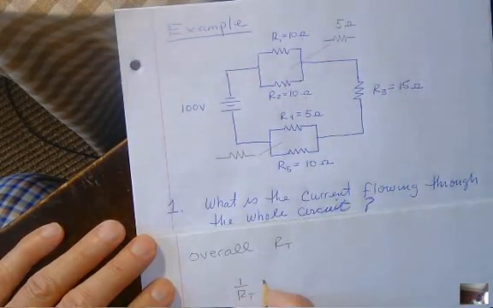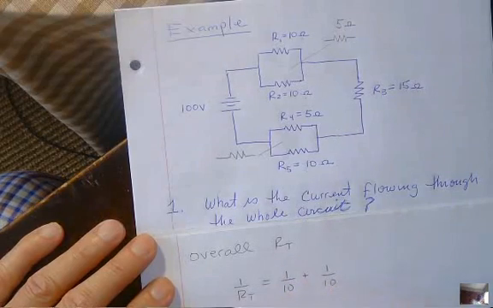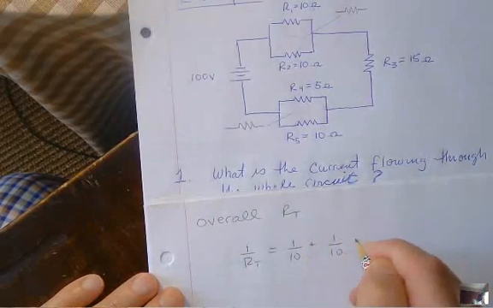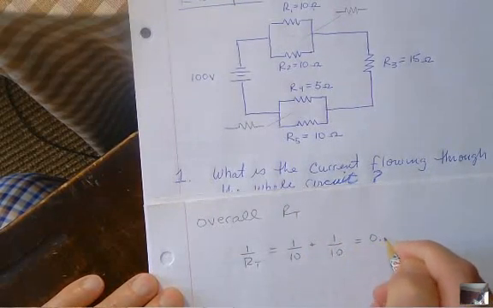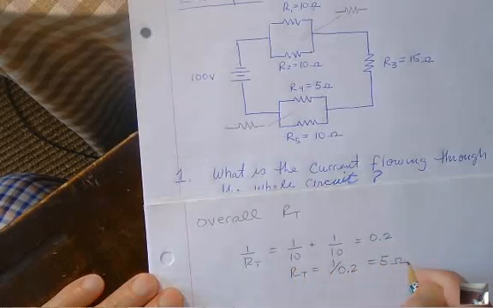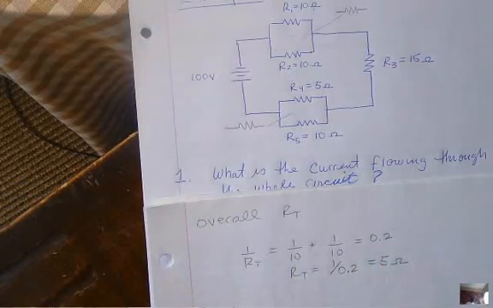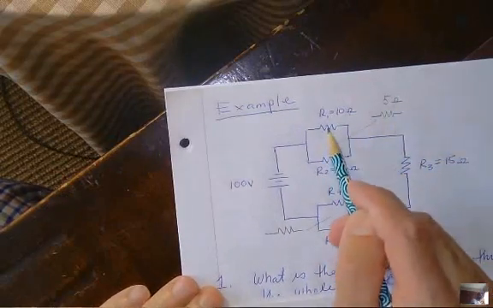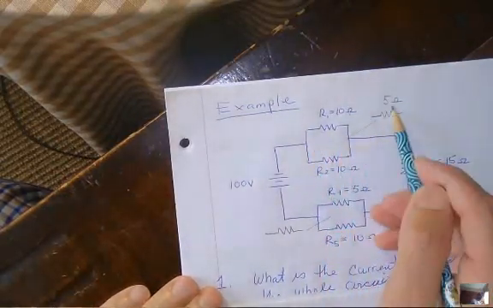1 over R_T is equal to 1/10 plus 1/10, right? 1/10 plus 1/10 is 2/10. 2/10 is 0.2. So then R_T, we said, have to flip it over, is 1 over 0.2, and 1 over 0.2 is 5. So we got that one. Okay? So this, an equivalent, if I erase those two and just put one in between, is 5.